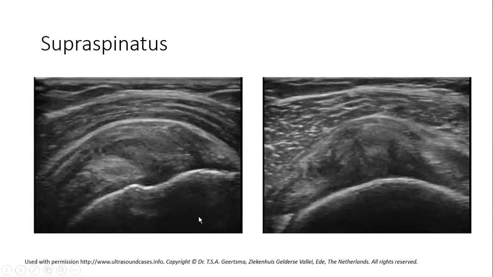Okay, so this is supraspinatus tendinosis. What do we see in tendinosis? We see a hypoechoic, heterogeneous tendon. So it's not evenly hypoechoic. There are some areas of hypoechogenicity or hyperechoic areas, and we don't see the normal fibrillar parallel echo pattern of a healthy tendon.